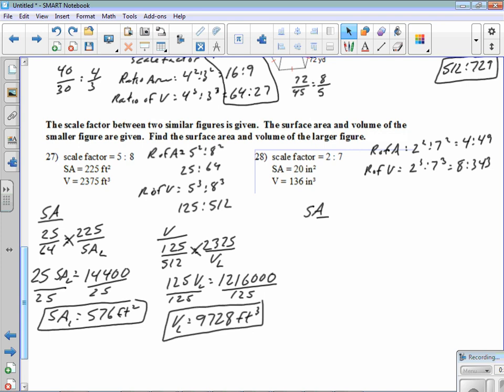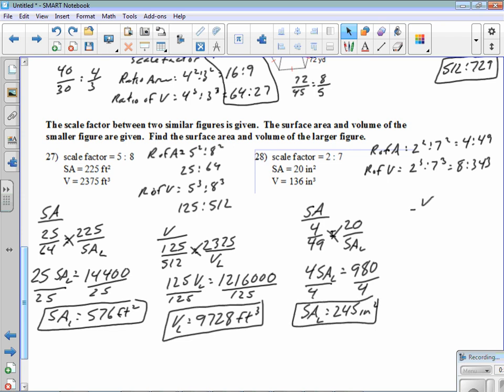So for the surface area of the new one, I'm going to take the ratio of area, 4 over 49, equal to 20 over the surface area of the large one. Cross multiply. 4 times the surface area of the large one is going to equal 49 times 20, or 980. Divided by 4. So the surface area of the large one is 245 inches squared.